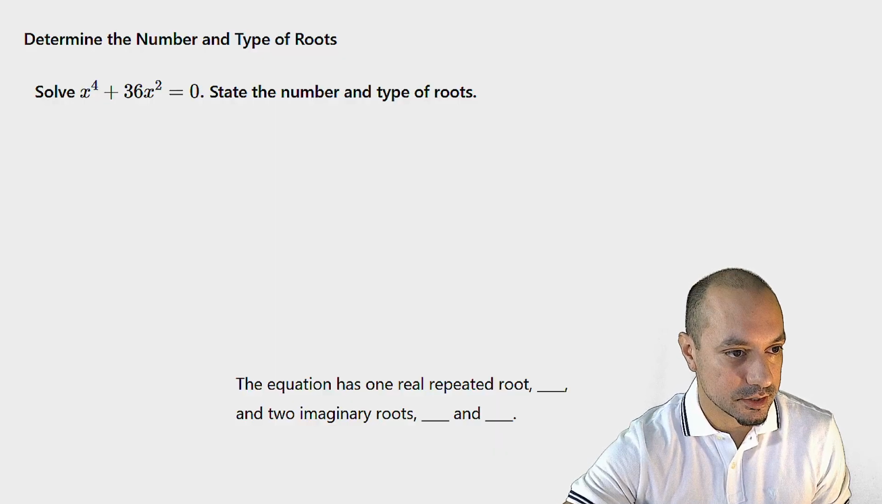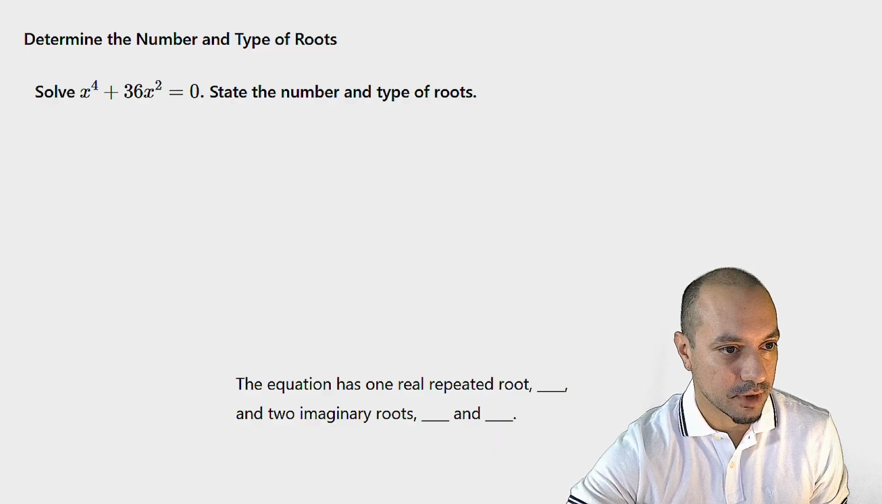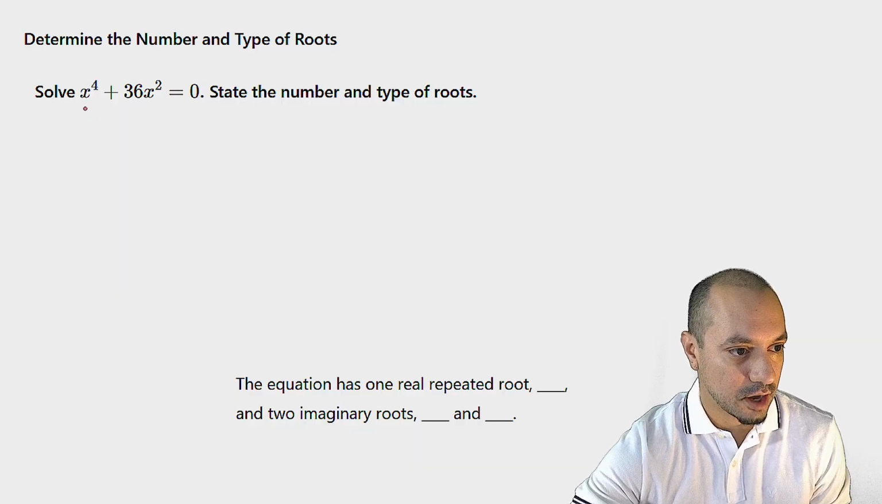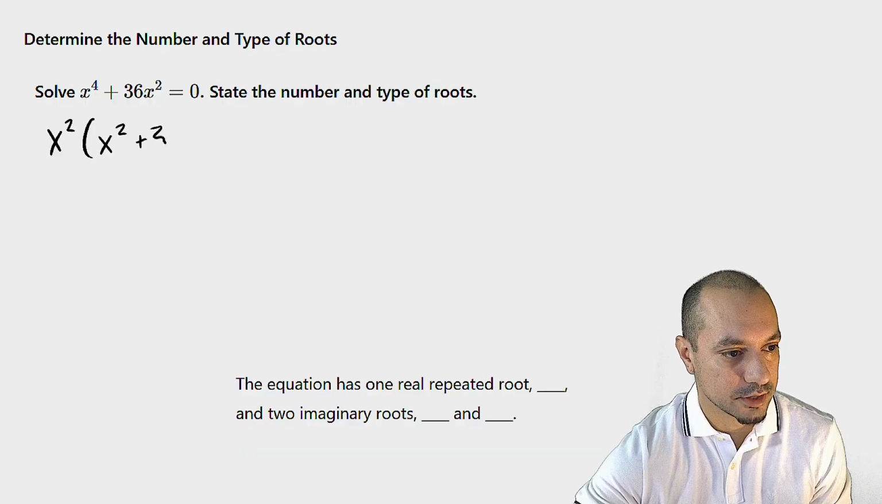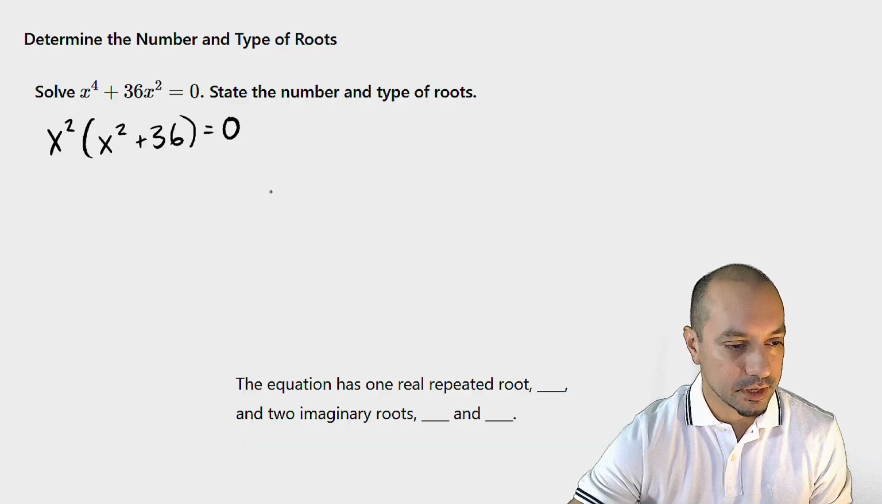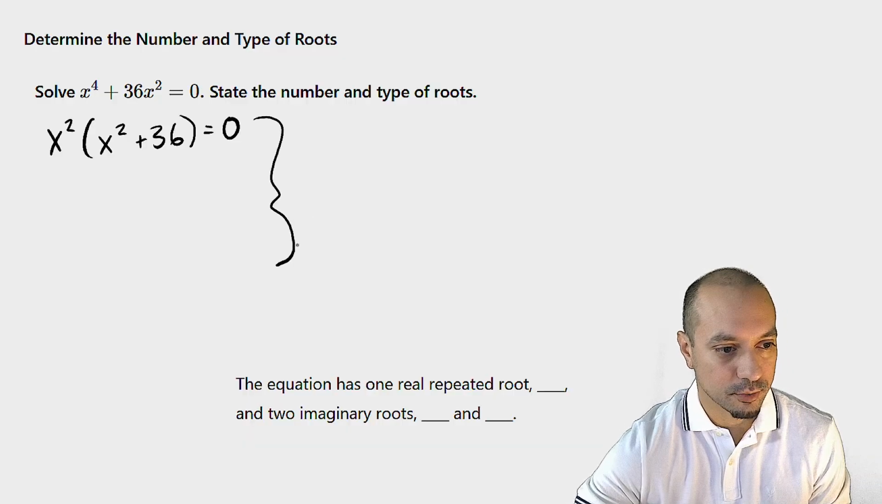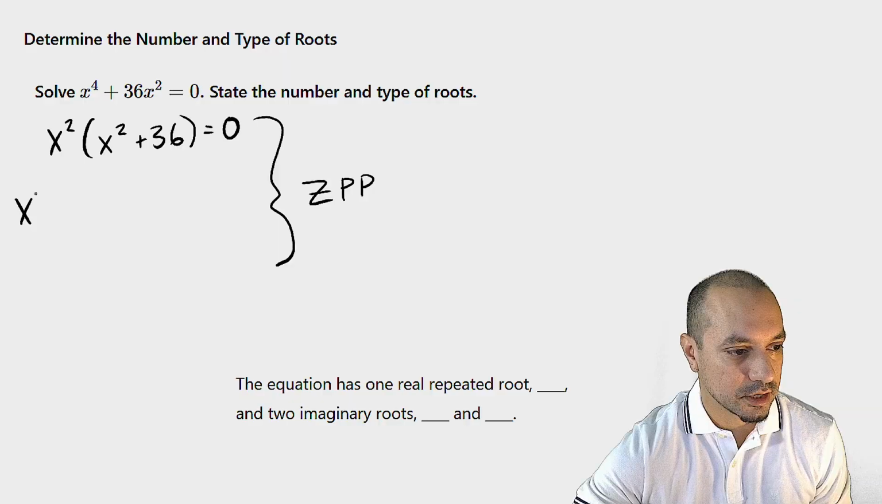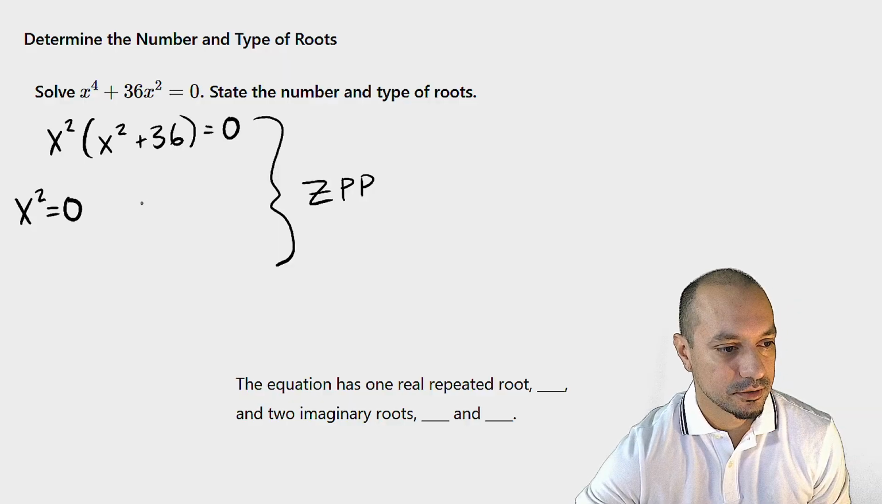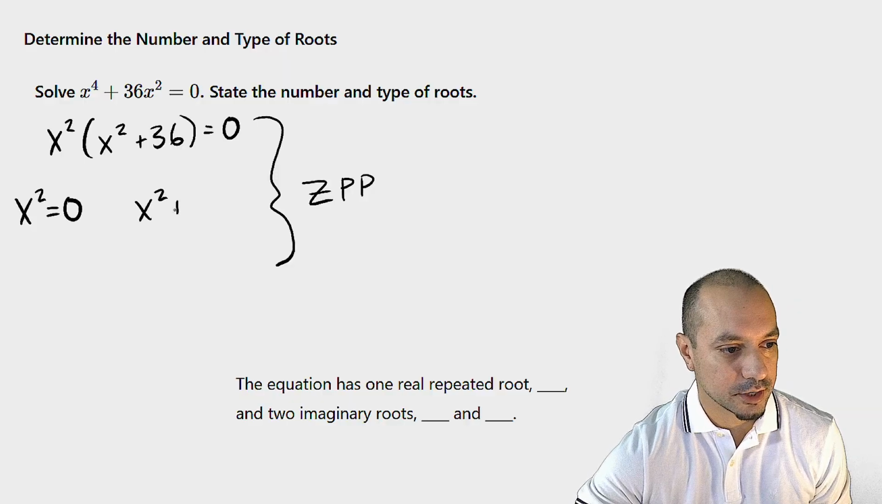So first thing I notice is in my quartic here, I have a GCF of x squared. I'm just going to go ahead and start by factoring that out. I end up with x squared times x squared plus 36 equals 0. From here, I can go ahead and use the zero product property to set each of these factors equal to 0. So I get x squared equals 0, and I get x squared plus 36 equals 0.